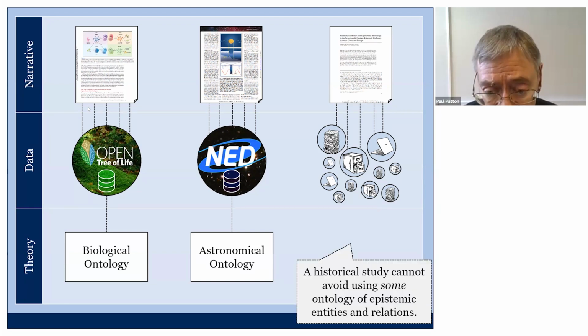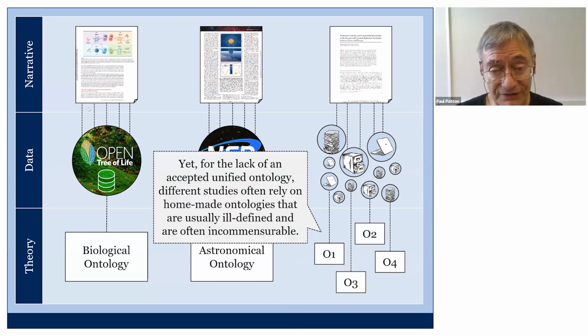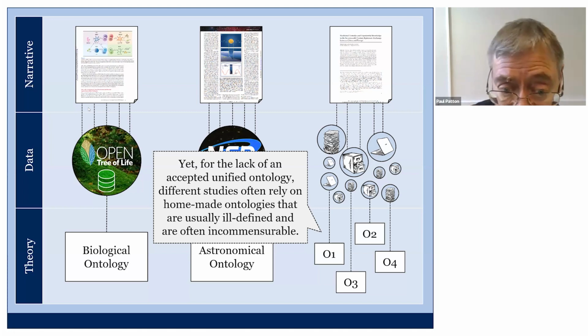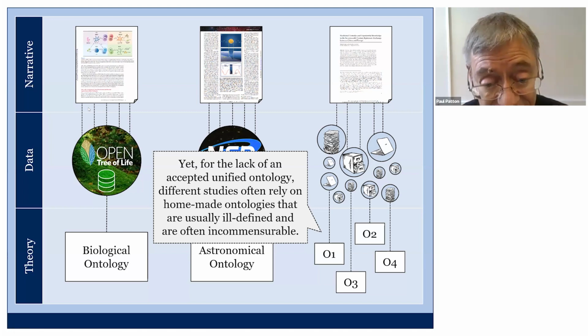So why is this? Historical study can't progress without some ontology of epistemic entities and relations. But the problem is, the reason why there hasn't been or can't be a database of intellectual history is that we lack an accepted unified ontology. Each paper uses its own homemade ontology, and these are usually ill-defined and often incommensurable with one another.